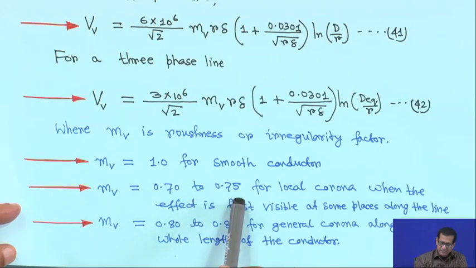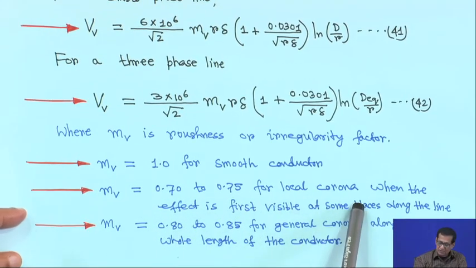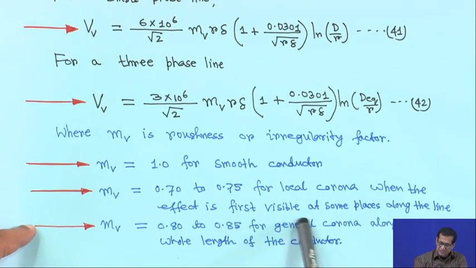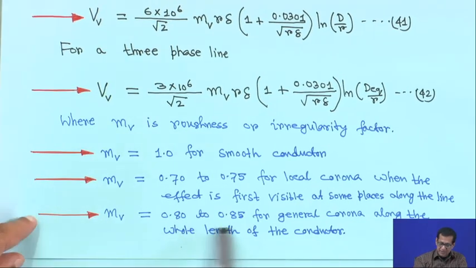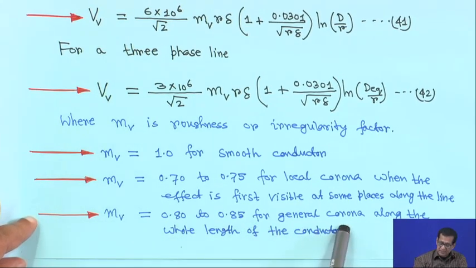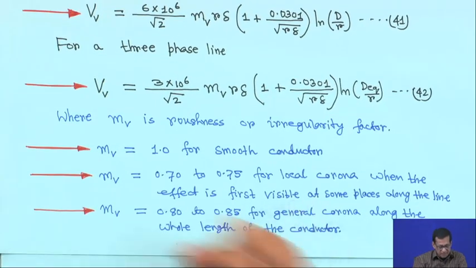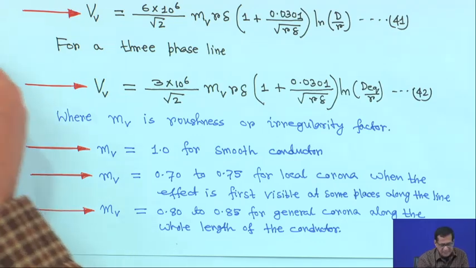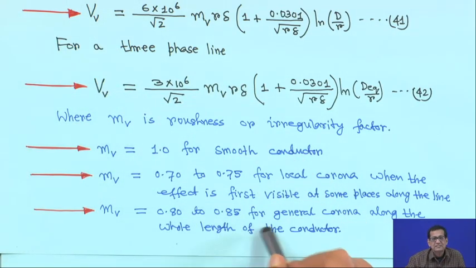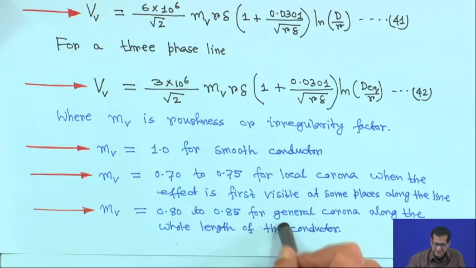m b is equal to 0.7 to 0.75 for local corona, when the effect is first visible at some places along the line, and m b is equal to 0.8 to 0.85 for general corona along the whole length of the conductor, right. So, along the whole length of the conductor it may be visible, but localized I have seen, right.